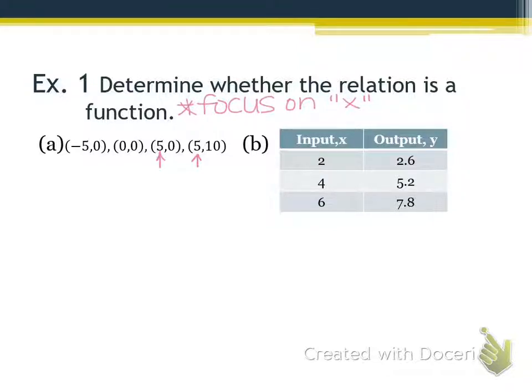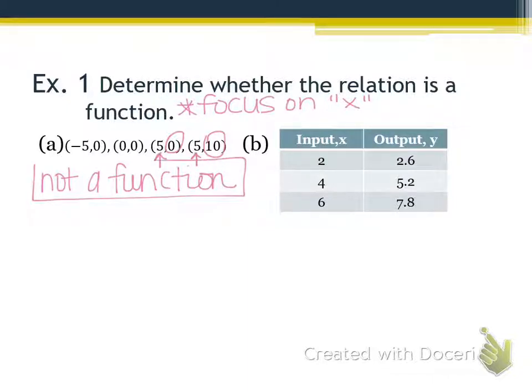When the first 5 went in, what came out? 0 came out. When the second 5 went in, what came out? 10. So, for every input, was there exactly one output? No. So is this a function? No. So not a function. Now, if I were to ask you to explain, you would write something like 5 had 2 different outputs. That's the explanation. That's how we knew it was not a function.